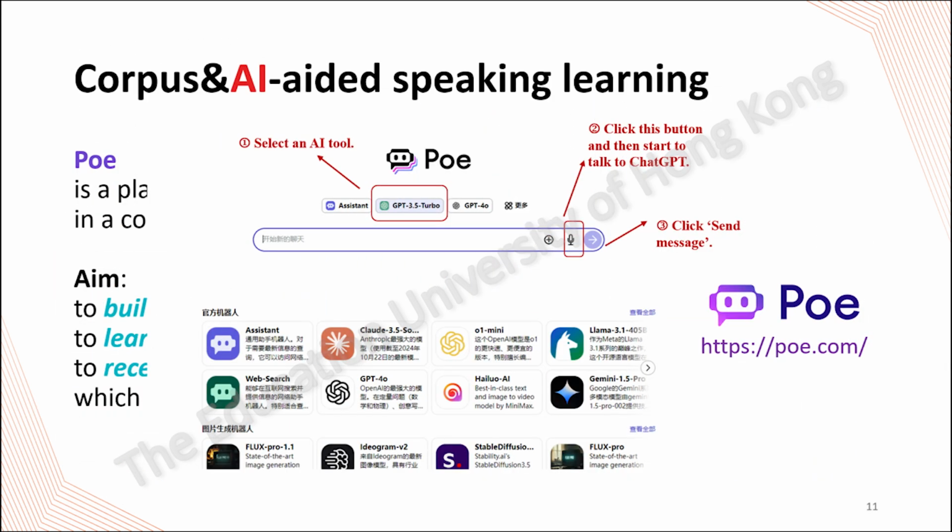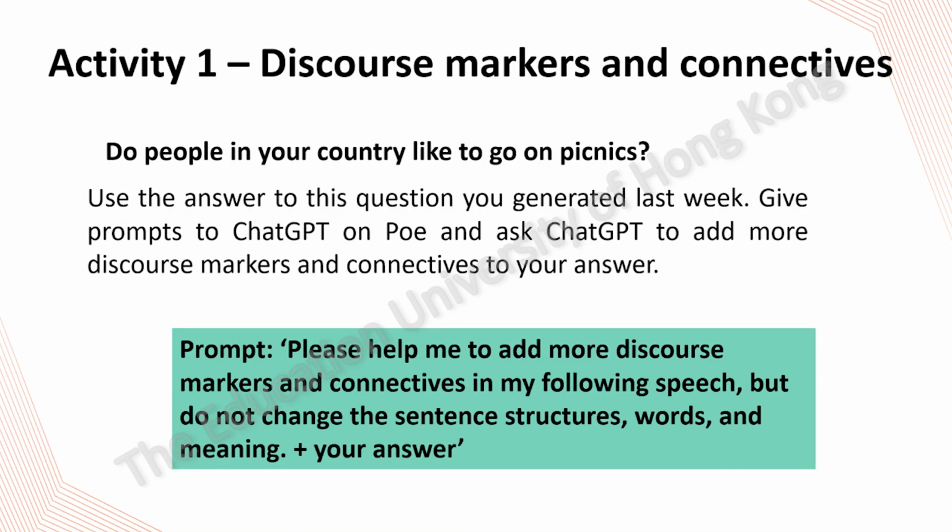You are familiar with ChatGPT on Poe. Let's receive feedback on discourse markers and connectives from ChatGPT on Poe first. Let's use the question of the topic, picnic, that we used in our previous sessions: Do people in your country like to go on picnics? Please find the answer that you developed in the last session.